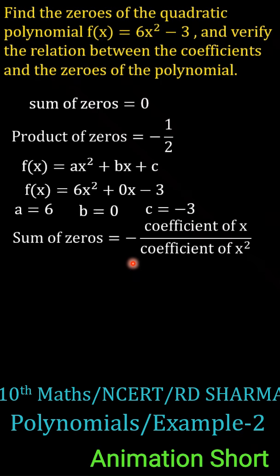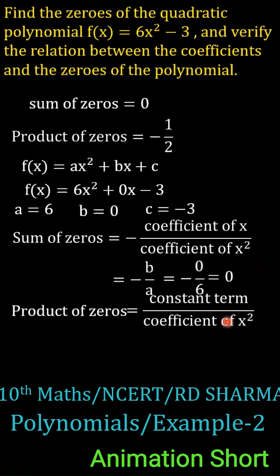Sum of zeros formula is minus b by a. Substituting this b and a values, we get minus 0 by 6, which is equal to 0. Next, we find out the product of zeros. This formula is c by a. Substituting c and a values, we get minus 3 by 6, which is equal to minus 1 by 2.